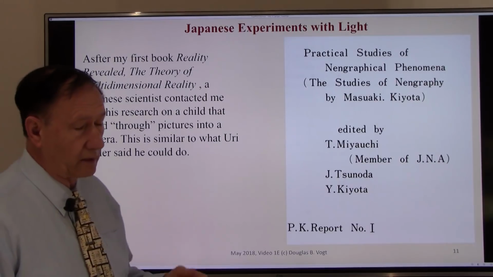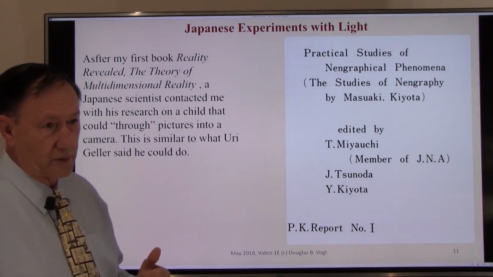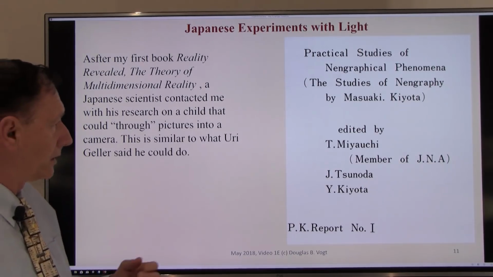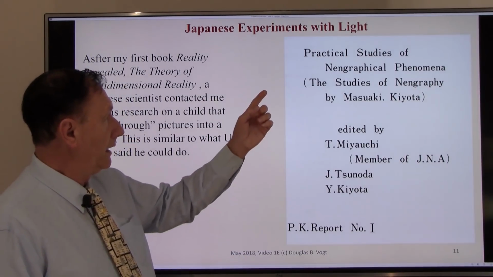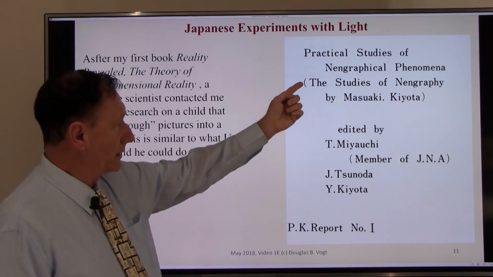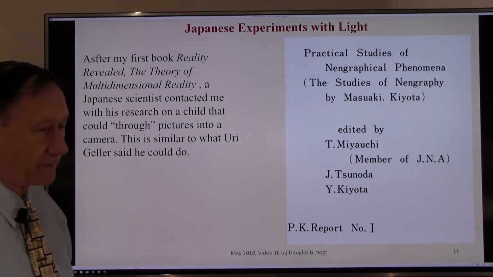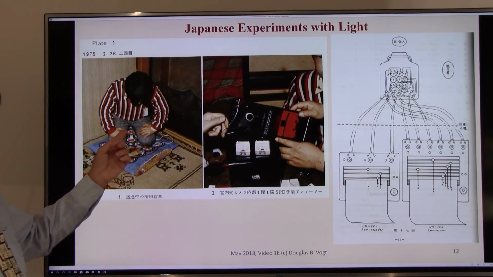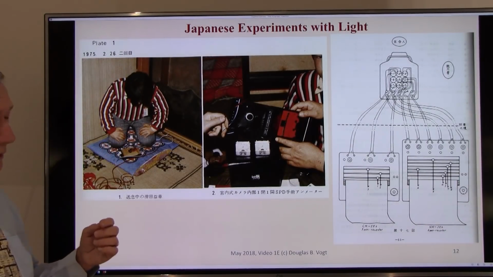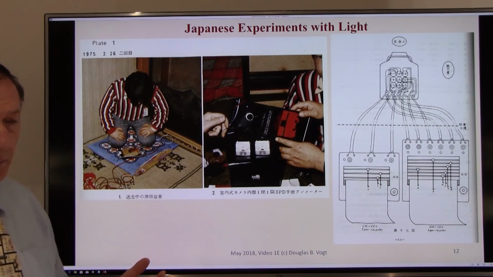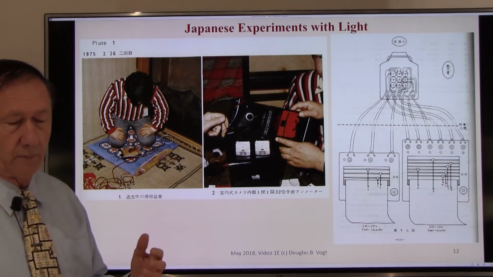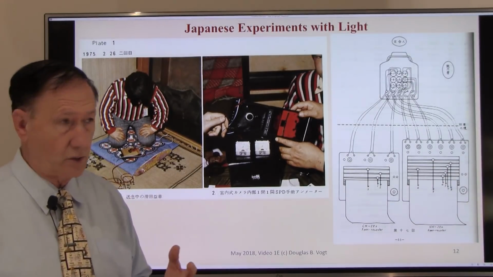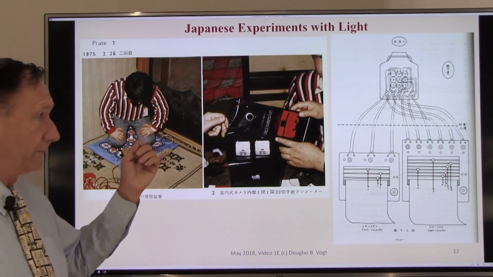After my first book, Reality Revealed, was done in 1977-78, a few years later I got a letter from a scientist in Tokyo, and this is the organization he was part of. He was studying a Japanese student, a young fellow here, who was like an Uri Geller. Uri Geller reportedly could put pictures onto a camera by just his thoughts. This kid could do the same.